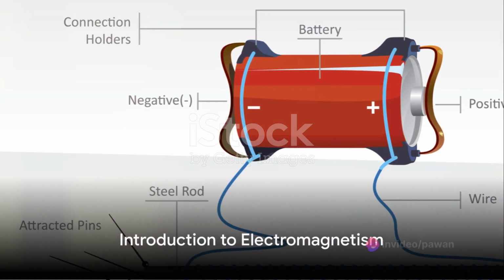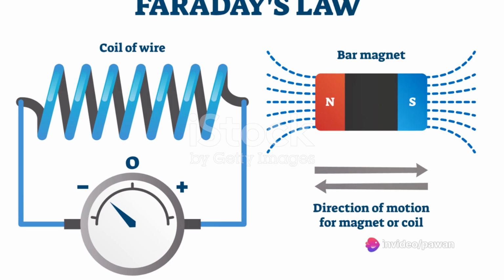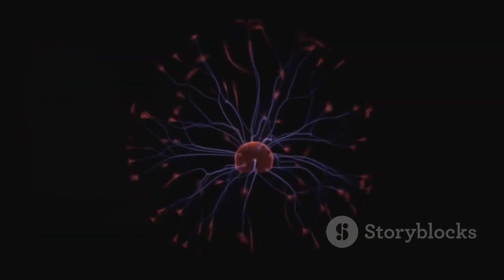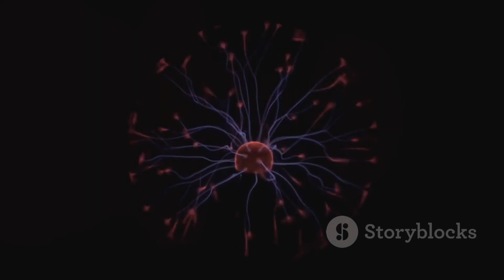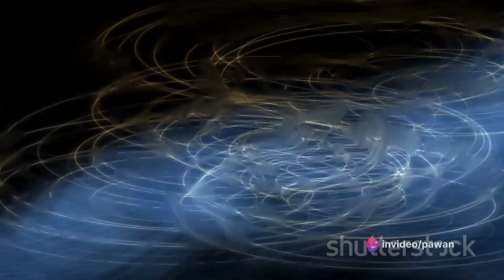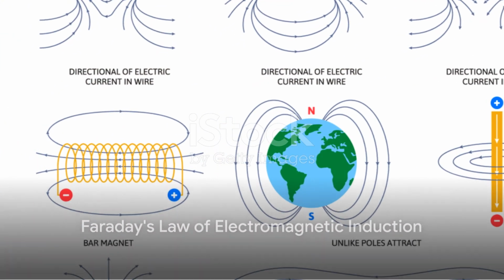Ever wondered about the invisible forces that power our everyday electrical devices? The answer lies in the fundamental principles of electromagnetism, specifically in Faraday's law of electromagnetic induction and Lenz's law. These laws explain the relationship between a changing magnetic field and the electrical current or electromotive force, EMF, produced in response. Firstly, we tackle Faraday's law of electromagnetic induction.